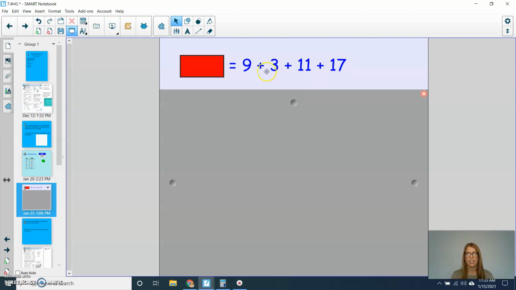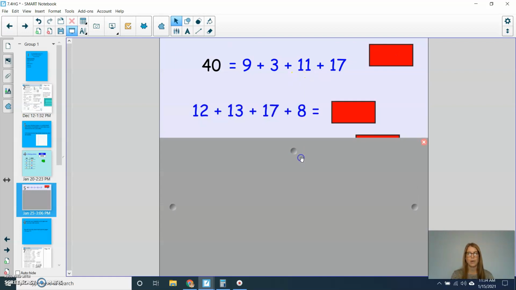All right, second graders, for this one, I know that 9 plus 11 equals 20, and I know that 3 plus 17 also equals 20. Well, 20 plus 20 equals 40. Can you solve 12 plus 13 plus 17 plus 8? Press pause and play when you're ready to check.